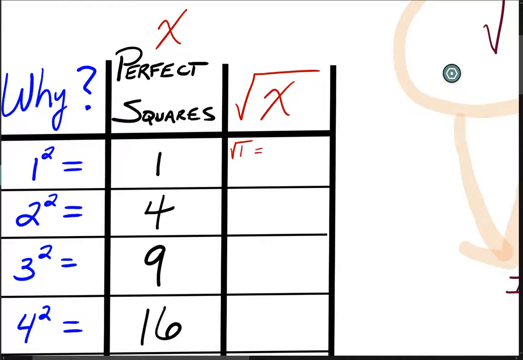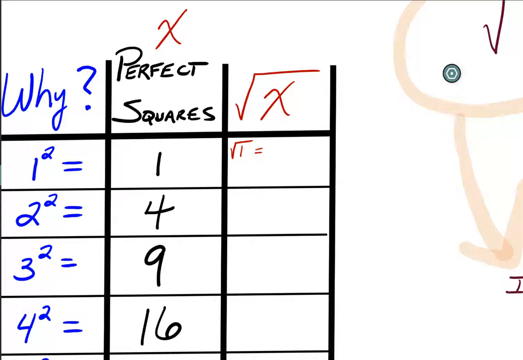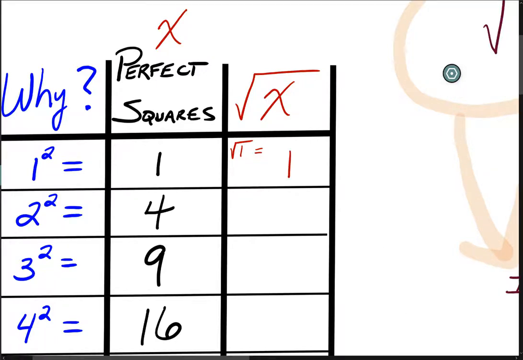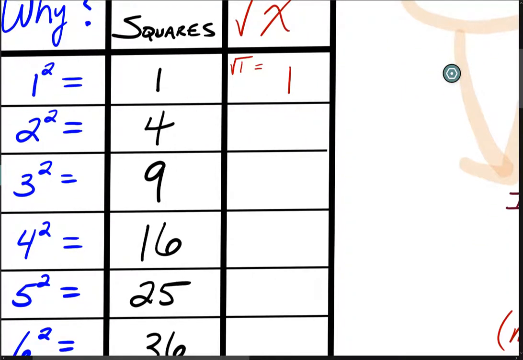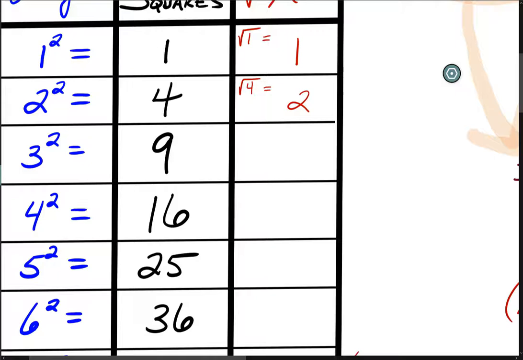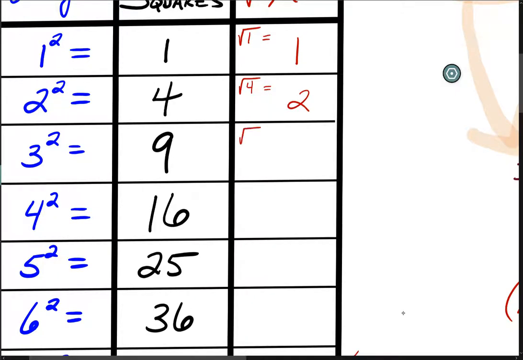What would the square root of 1 equal? What number could I square and get 1 as an answer? What would the square root of 4 be? What number could you multiply by itself and get 4 as an answer? 2. Great. How about the square root of 9? 3 is the number you can multiply by itself.